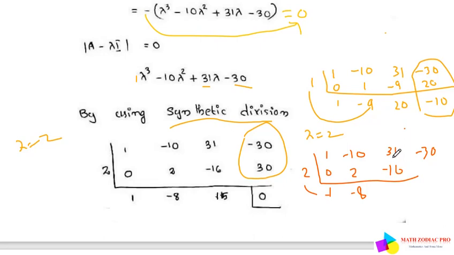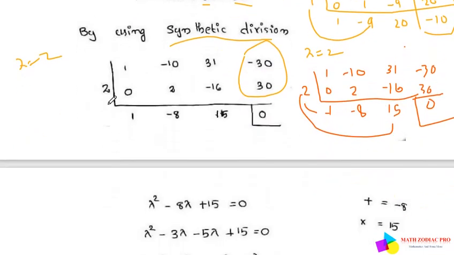Okay, so minus 8 into 2 equal to minus 16. Okay, and 31 minus 16 equal to plus 15. Okay, so plus 15 into 2 is 30. Here is minus 30, here is plus 30, so we get 0. Okay, this is called synthetic division. So we get here 1, minus 8, 15.